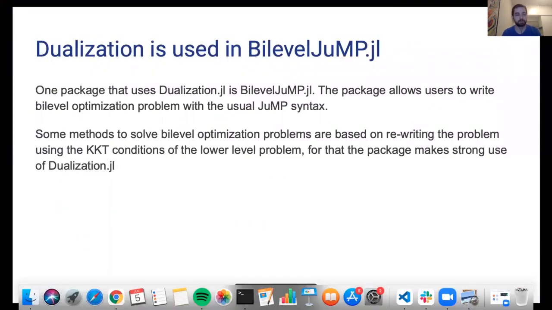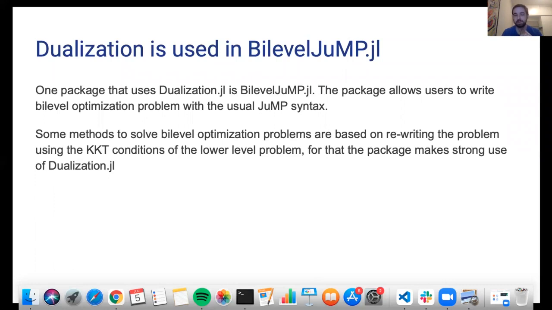So back to the presentation. Dualization is already used in BilevelJuMP. BilevelJuMP is a package that allows users to write bilevel optimization problems with the usual JuMP syntax. And some methods to solve bilevel optimization are based on rewriting the problem using the KKT conditions of the lower level problem. For that, the package makes strong use of Dualization.jl.